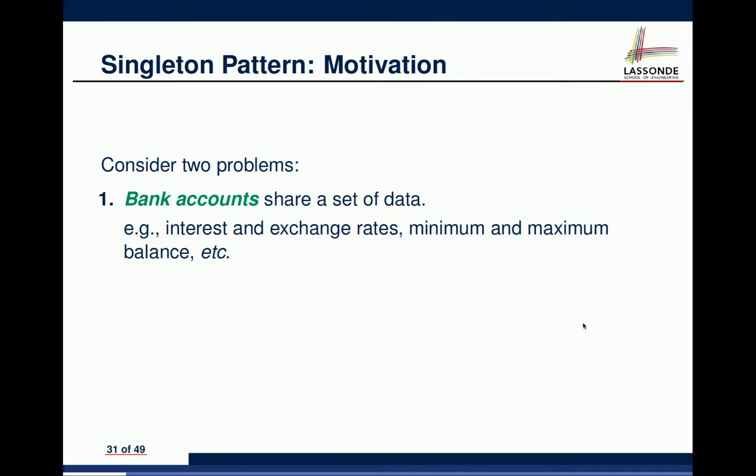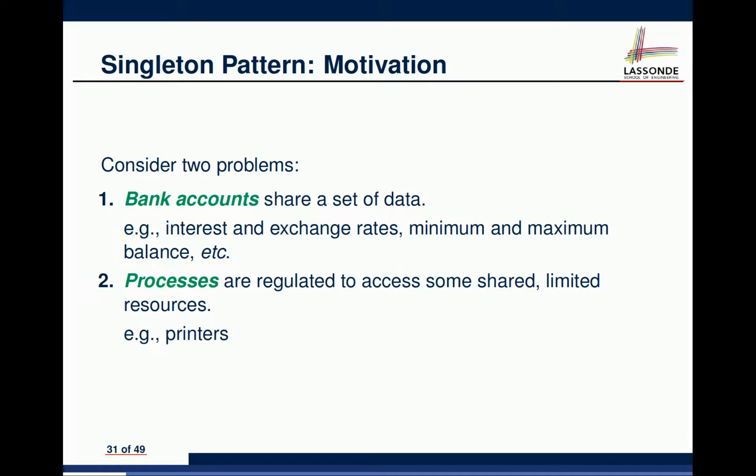Let's say bank accounts, first of all. Every bank account could be a bank account for withdrawal, a bank account for deposit, or a bank account for international transfer, right? So they actually share interest rate, exchange rate, minimum balance, and maximum balance, let's say, a simplified version. That's one problem. All the bank accounts should share some bank data, which means whenever you update the bank data, all the existing bank account objects should know about it right away.